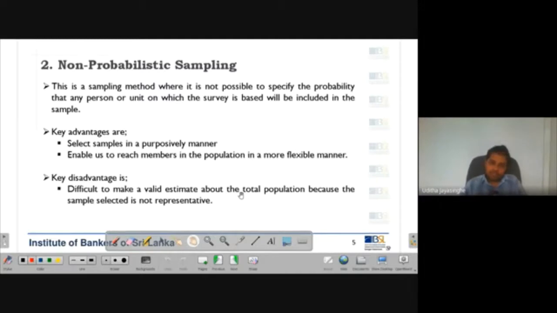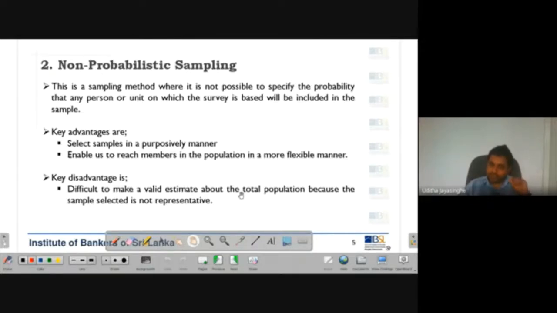This is a sampling method where it is not possible to specify the probability that any person or unit on which the survey is based will be included in the sample. What is that idea? That is where I'm going to make this demarcation. The probabilistic sampling definition would be the reciprocal of what we are learning now. If I am going to give an equal chance to all the items or persons in my survey, then such instances we call probabilistic.